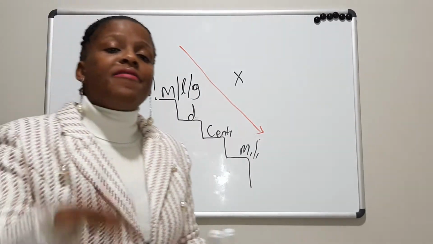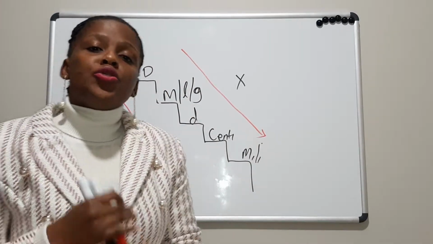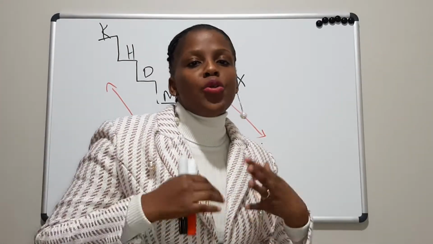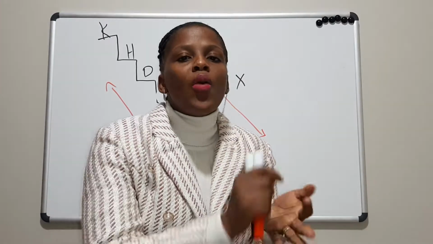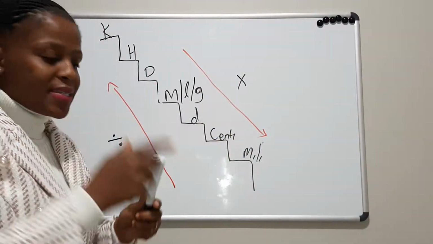So basically I have 4 steps for you to follow. Step number 1: you need to determine where you are. When you are reading that question, where does the question tell you that you are on the step ladder? So that's step number 1.